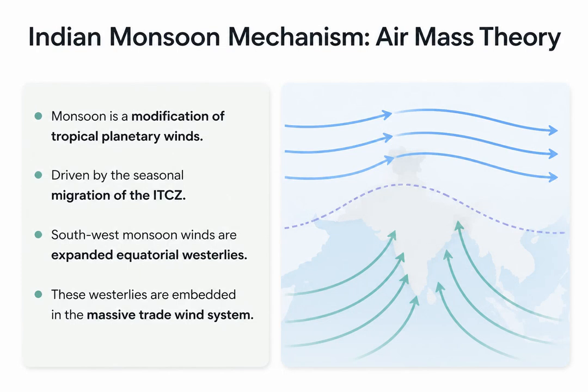Moving right into the mechanisms driving the Indian monsoon, let's look at the classical air mass theory. According to this model, the monsoon isn't some isolated phenomenon. It is simply a massive seasonal modification of the normal planetary winds found in the tropics. The entire system is driven by the seasonal migration of the intertropical convergence zone. Under this theory, the famous southwest monsoon winds that bring rain to India are actually just expanded equatorial westerlies that have pushed into the territory normally occupied by the trade winds.